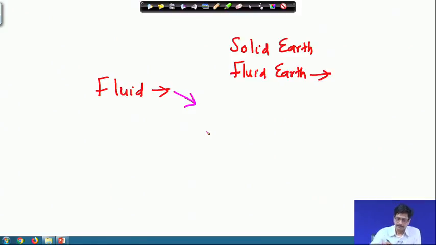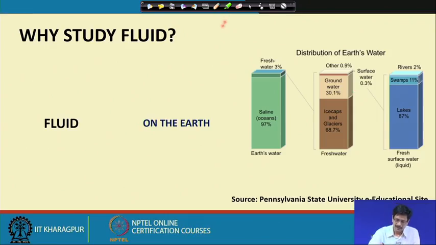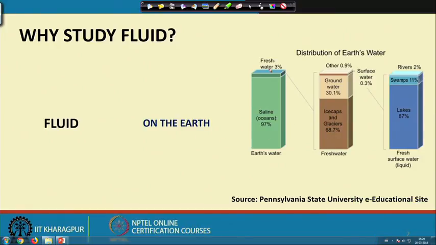So if you look at the entire spectrum, this is the fluid which we see on the earth, out of which this part constitutes the saline oceans, about 97% of it, and the fresh water, which is 3%. Out of the fresh water, this constitutes the groundwater and the ice cap, and the other water is about 0.9% of that. From that, surface water constitutes about 0.3%, which is the fresh and saline lakes, which constitute about 87%. This is the fresh surface water, and 11% of it is locked in the swamps, and the rivers only 2%.